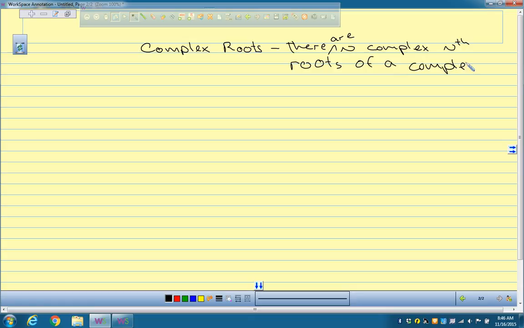Okay? What does that mean? That means if you are taking the cube root of a complex number, you're going to get 3 answers. Okay? If you're taking the 4th root of a complex number, you're going to have 4 answers. If you're taking the square root of a complex number, you're going to have how many answers? 2 answers, and so on and so forth. Okay? And here's the formula.